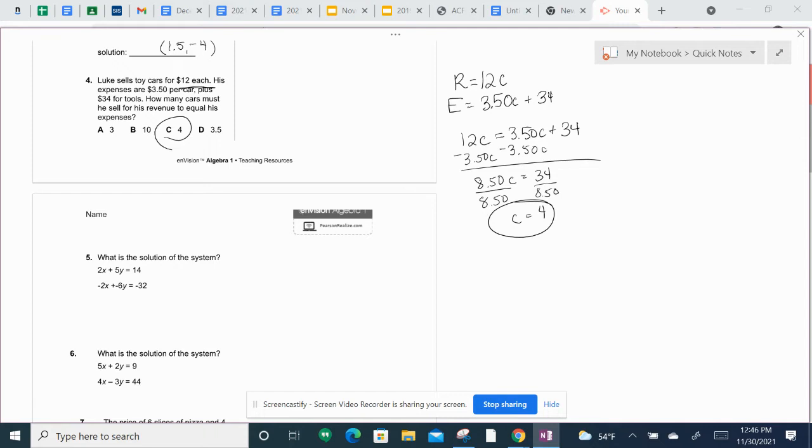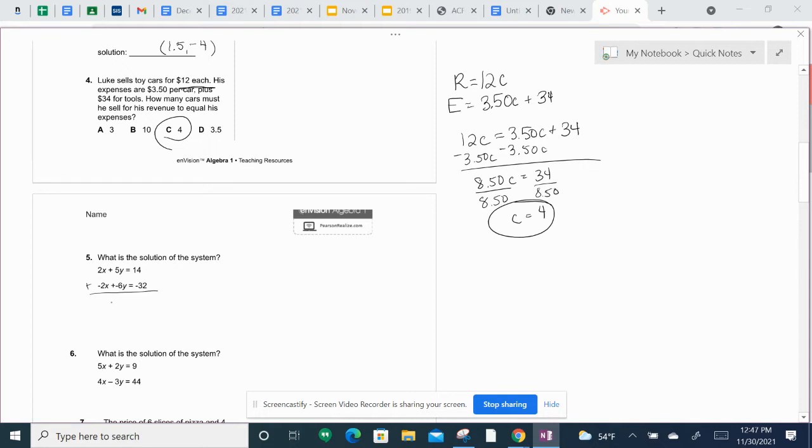Number 5 says, what's the solution to the system? So I look at it, it doesn't look like it's set up for graphing. It really doesn't look like it's set up for substitution. So I'd have to do some work if I wanted to use substitution. But it is set up to use elimination because not only are all my x's, y's, and numbers lined up, but I have opposites. So I can just jump straight into adding to eliminate.